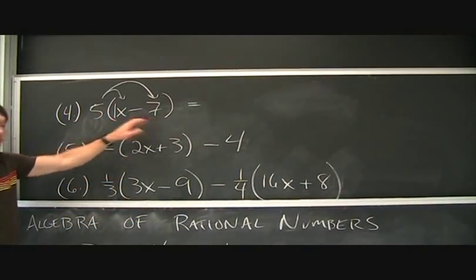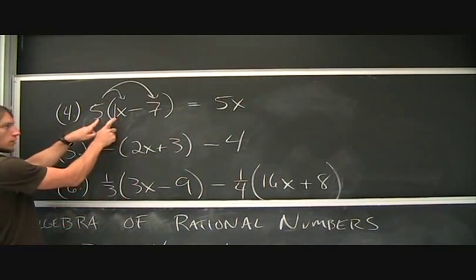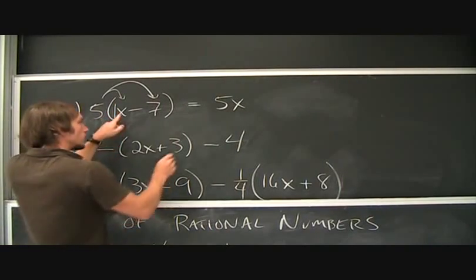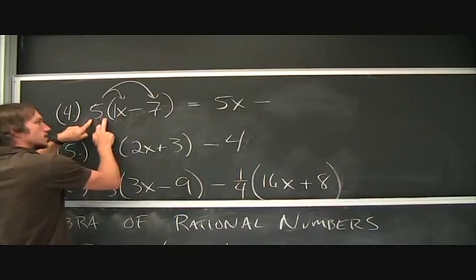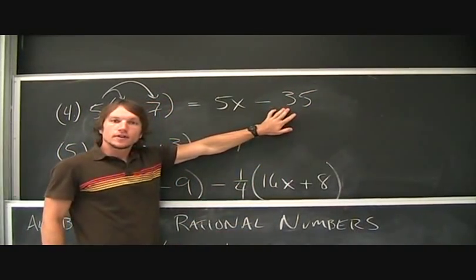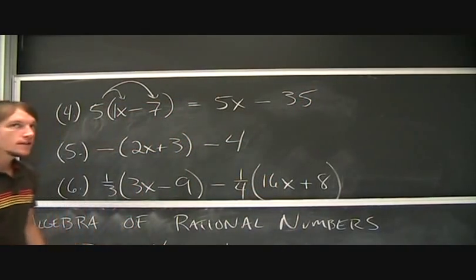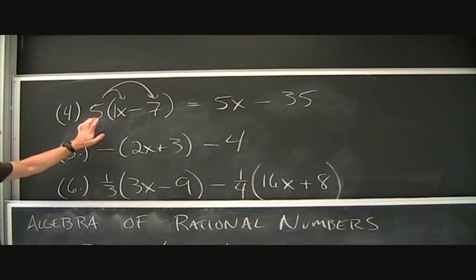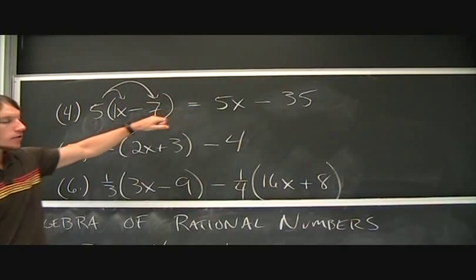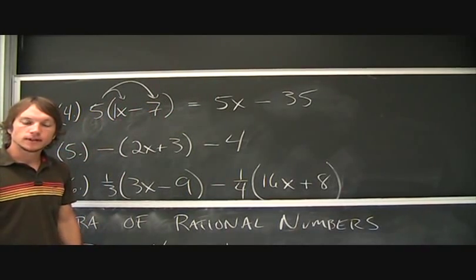5 times 1x minus 7. I go 5 times 1x. 5x, what's the rule there? It's going to multiply the number by the coefficient. Okay, and then I do 5 times negative 7, so it's a positive times a negative. So I end up with a negative 35. Okay? And that's it. And then you're done. This is called the distributive property. You're distributing this 5 to inside the parentheses, to both of those numbers. 5 times 1x, 5 times negative 7. Okay?